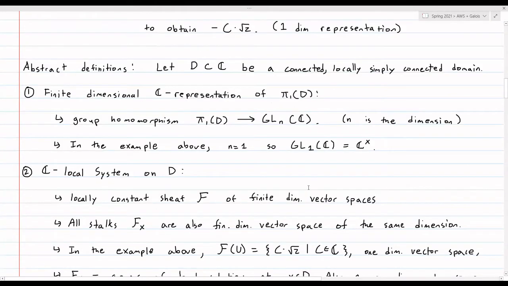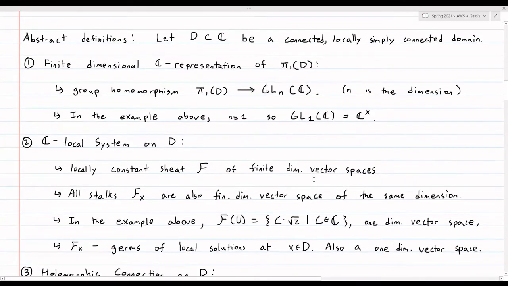First, I think it's better if I give the abstract definitions first and then try to convey the intuitions after, because if I try to convey the intuitions, it might be confusing about what we're even talking about. So first, I'm just going to present the abstract definitions and also review the ones before.